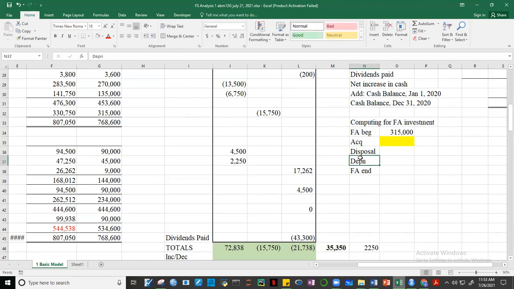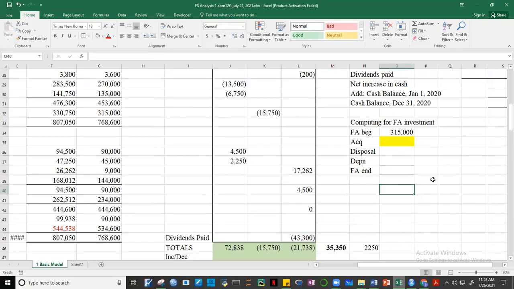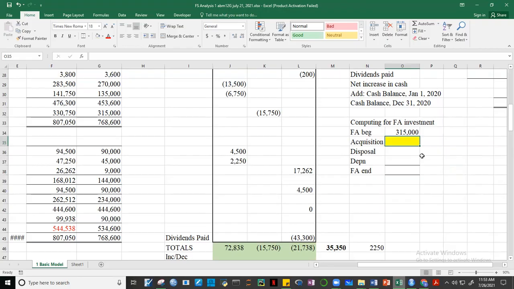Disposal, okay? So these are the items, guys, that affect our fixed assets. This is your acquisition, no? Acquisition. Ito yung binili, no? Ito yung dapat alam natin. Unfortunately, hindi pa natin alam to. Magkano ba talaga yung binili? Magkano ba talaga yung additional investment in fixed assets or PPE?